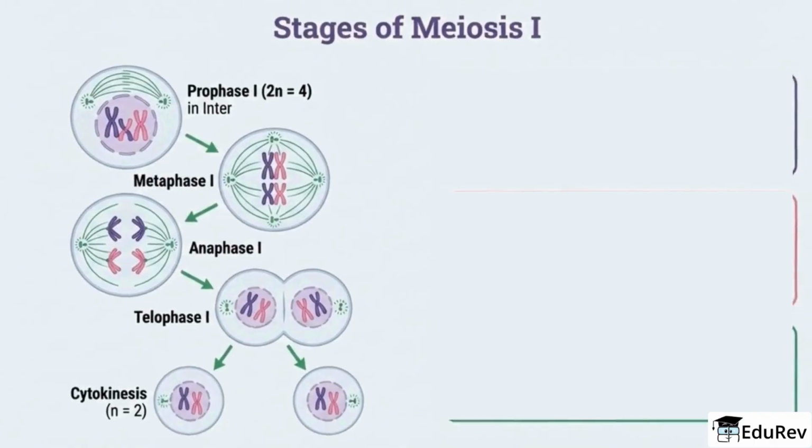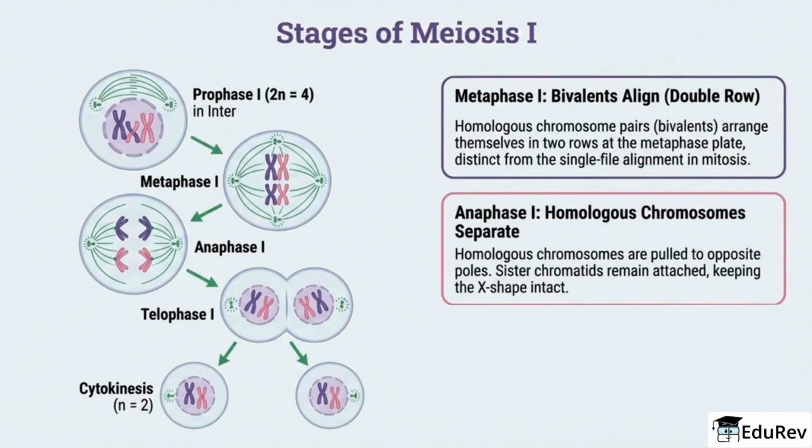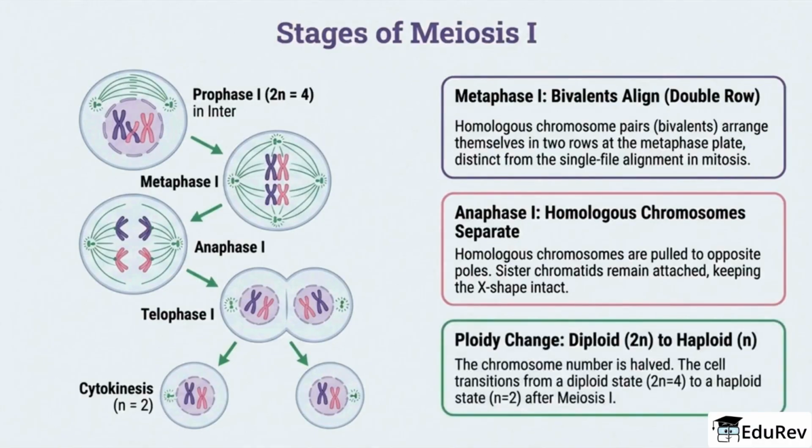Meiosis I has distinctive behavior. In metaphase I, homologous pairs or bivalents align as a double row across the metaphase plate, unlike the single file alignment in mitosis. During anaphase I, homologous chromosomes are pulled to opposite poles while sister chromatids stay attached, so the X-shaped structure is maintained. The result after telophase I and cytokinesis is a reduction from diploid to haploid ploidy.